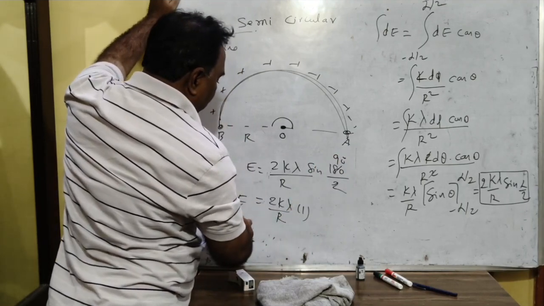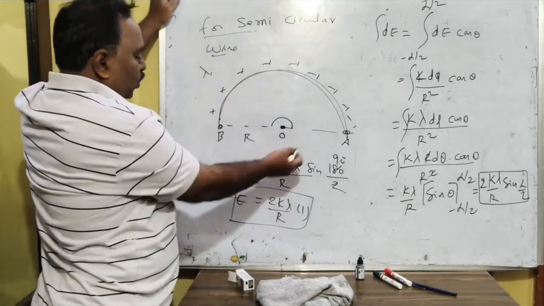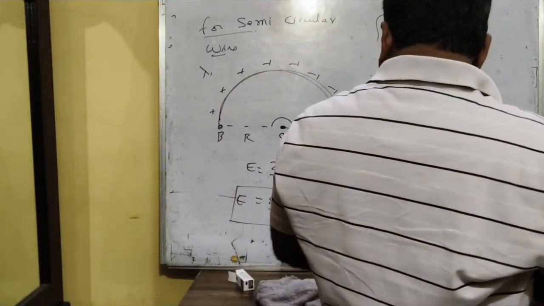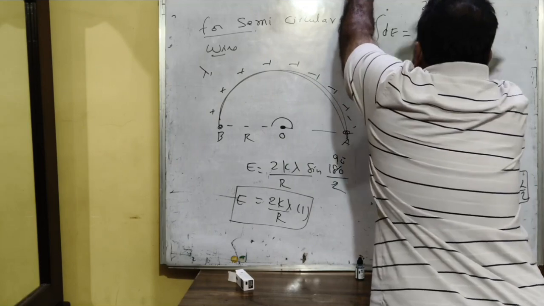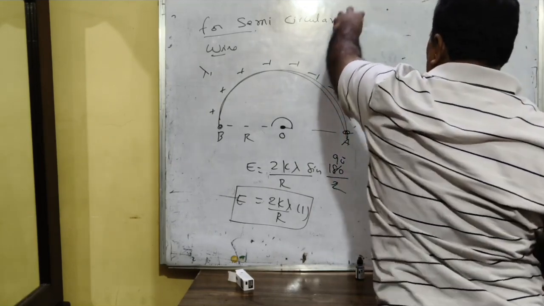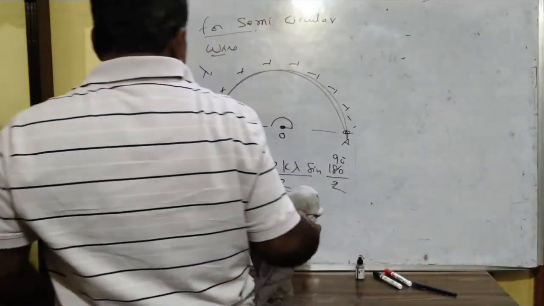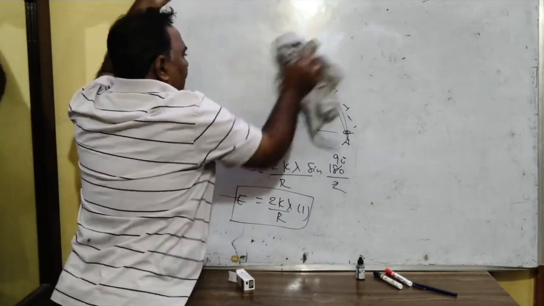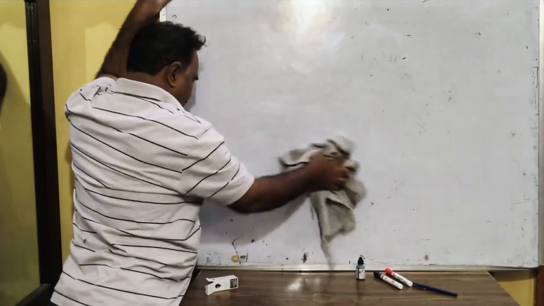This is the electrical field due to a semicircular wire. Like this, a quarter circle means 45 degrees, so root 2 times coming. That's it. Like this, using this formula we can find the electrical field due to any shape of the body: quarter circular, semicircular, even a circle also. For a circle, theta how much? Theta 180 to 0 coming, means at the center of the circle the electrical field is 0.